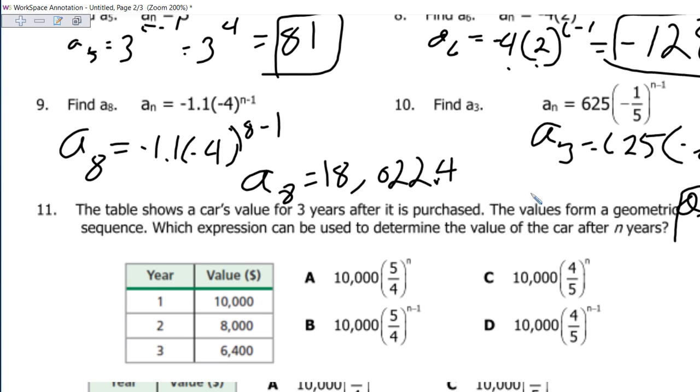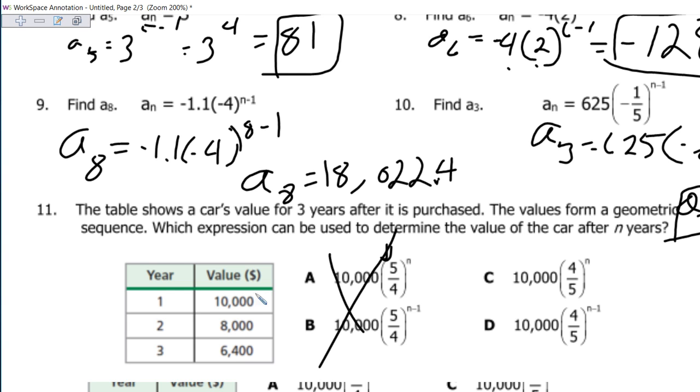Okay? Now, next up. A table shows a car's value for 3 years after it's purchased. The values form a geometric sequence. Which expression can be used to determine the value of the car after n years? Now, this particular car is decreasing in value every year. So, here's the thing. If we have a number in here that is greater than 1, that would actually make the value go up every year. So that would be a no for both A and B.